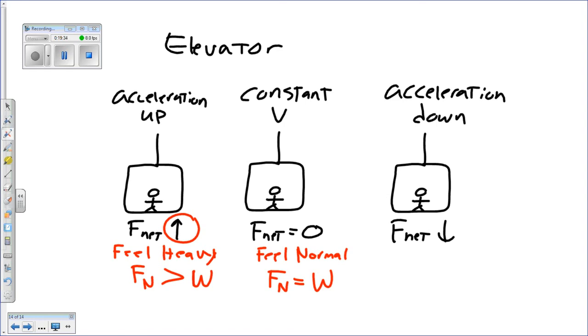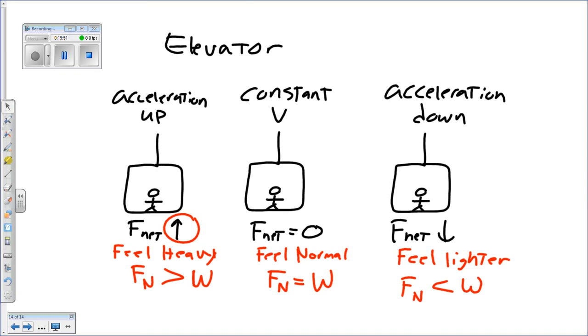Acceleration down, typically that's when you get to the top floor, the elevator slows down, the net force is down, which means that you feel lighter. Why do you feel lighter? Because the normal force is smaller than gravity. Normal force is smaller than gravity.